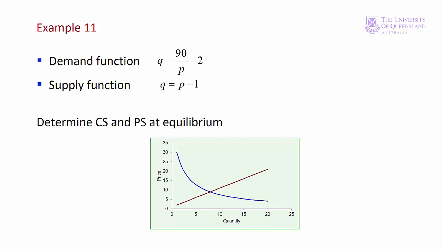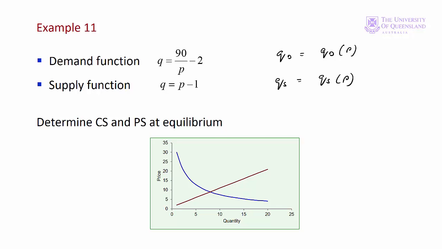We're given a demand function and a supply function, and our task is to determine consumer surplus and producer surplus at equilibrium. The first thing to notice is the form of our demand and supply functions. In both cases, we have quantity as a function of price.